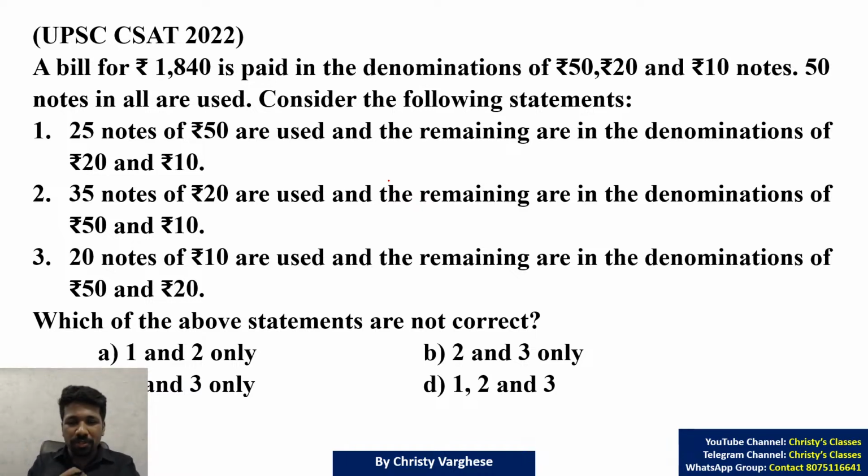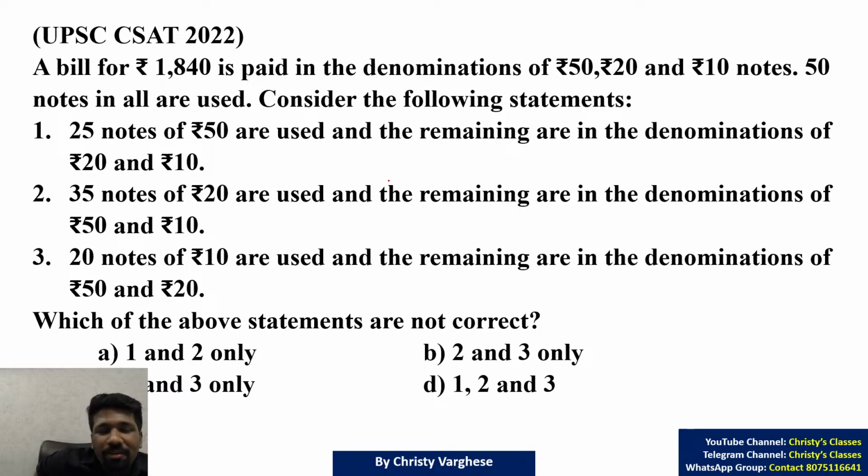Some of you got option D. Let's see. A bill for rupees 1840 is paid in denominations of 50 rupee, 20 rupee and 10 rupee notes. So you can practically think of these kinds of situations, be the protagonist in the story. You are the hero in the story and you are going to a shop and you have to pay a bill of 1840 rupees.